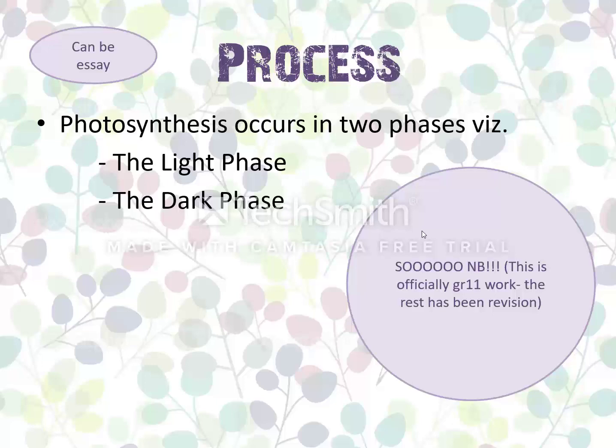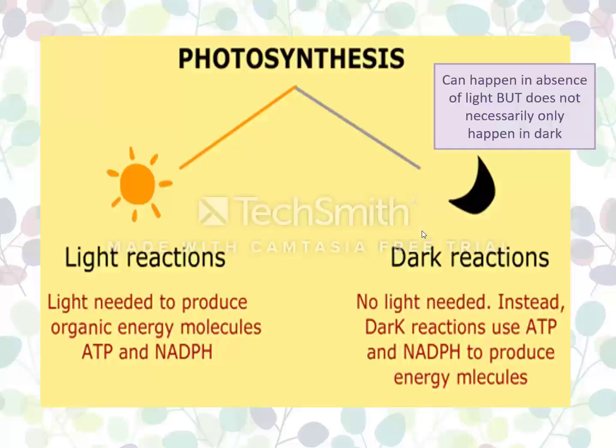Does that make sense? The light phase only happens when there's sunlight, radiant energy. The dark phase happens regardless of whether there is sunlight. But that does not mean it only happens when it is dark, because regardless means even if there is light, it'll happen, and even if there isn't, it'll happen. So it happens in the light and in the dark. Okay. I hope that clarifies that.